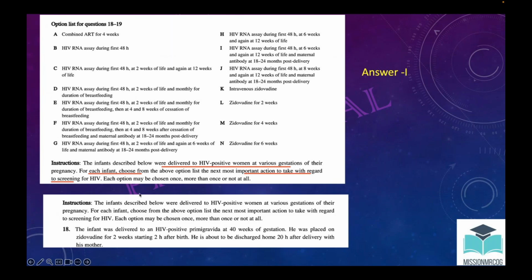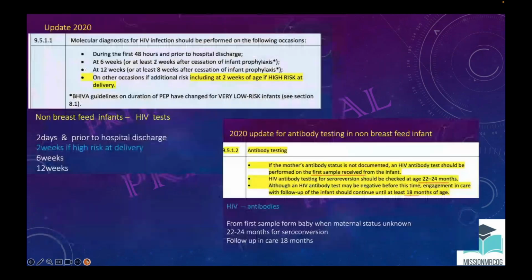With regards to screening delivered. So here, they didn't mention anything about breastfeeding. From here, I put the I. Non-breastfeeding infants: HIV test 2 days prior to hospital discharge, 2 weeks, 6 weeks, and 12 weeks.